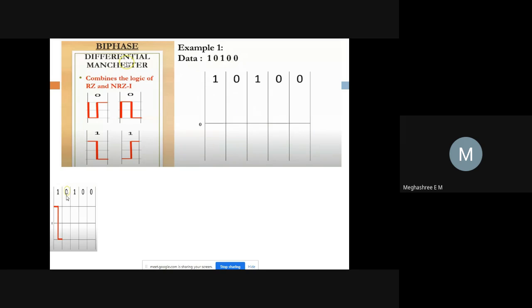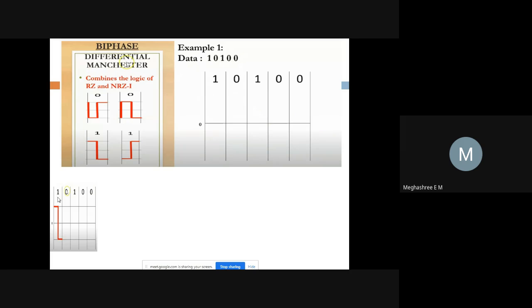And which is the next bit? It is 0. What does it say? Either you can use this one or this one, right? But you have to find where the previous signal ended. The first bit signal ended at the negative side, isn't it? So you have to continue the signal. So for this you have to use this one. I'll repeat, either way you can use, but the selection will depend on the previous bit signal.